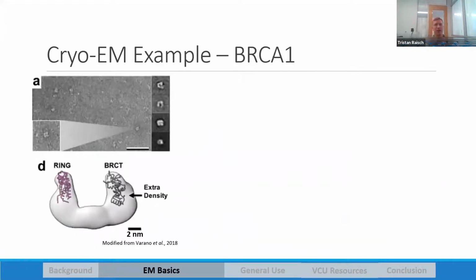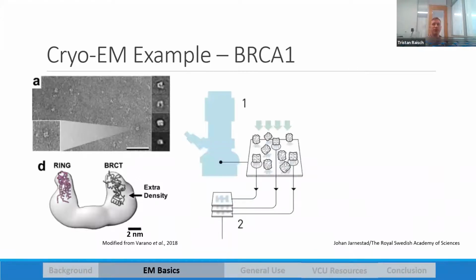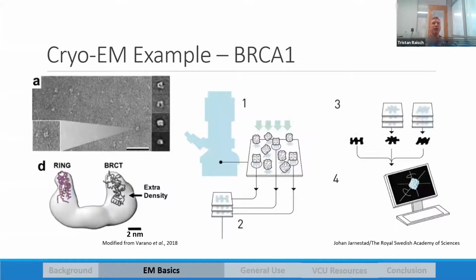A great example of this application is the BRCA1 protein, mutations of which have been linked to breast cancer. This particular example is from the work of a friend of mine, Dr. Cameron Morano, who's now at Penn State. And the way this works is a whole bunch of the protein of interest are suspended in a solution at random orientations and imaged. A computer then aligns all the similar orientations into groups and uses those groups to recreate a three-dimensional structure, as can be seen in the bottom left.